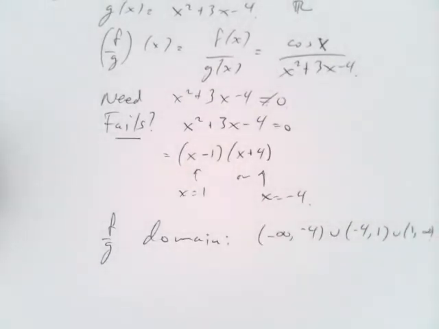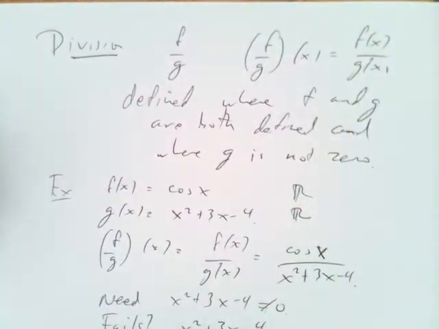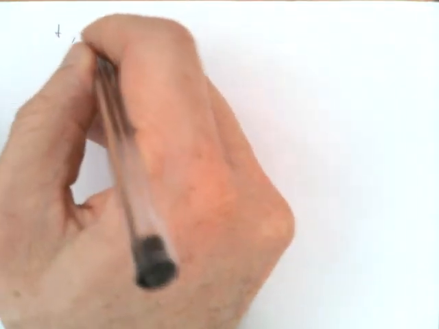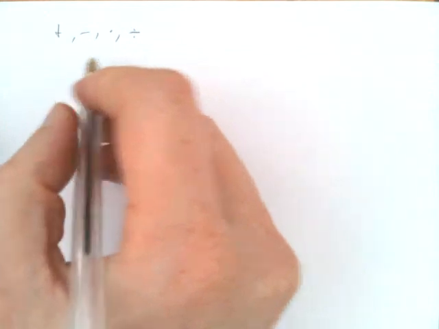So that's the domain of this function. Okay, so that's how we can deal with division. And the more sophisticated operation we can handle at this point is composition of functions. We can plug one function into another. So we've got addition, subtraction, multiplication, and division. But we could also do composition.